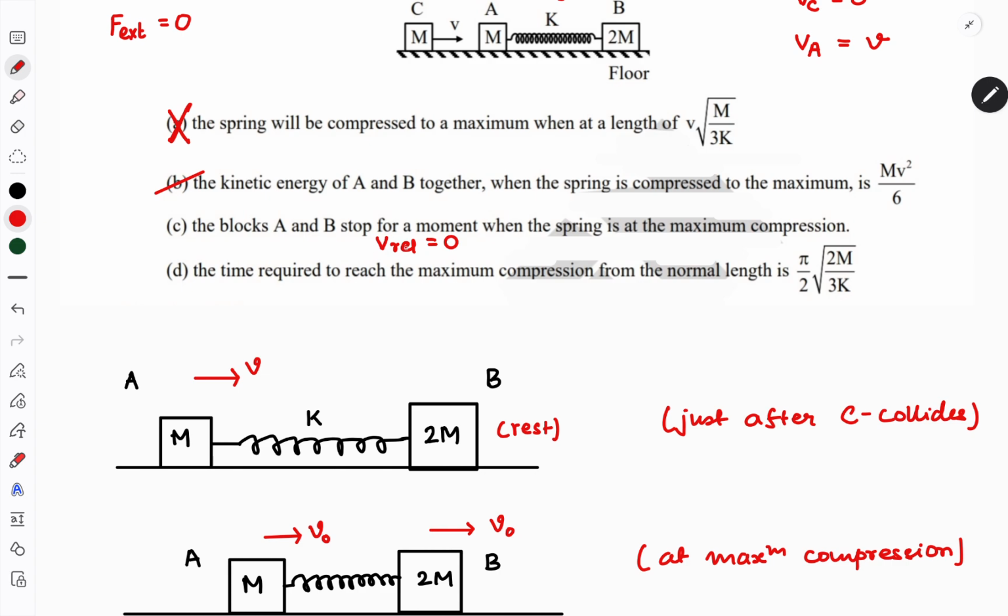So we can say that the relative velocity of A and B, or velocity of A with respect to B, is 0, but A and B are moving with a certain velocity. So we cannot say that A and B stop for a moment, so this alternative is incorrect.